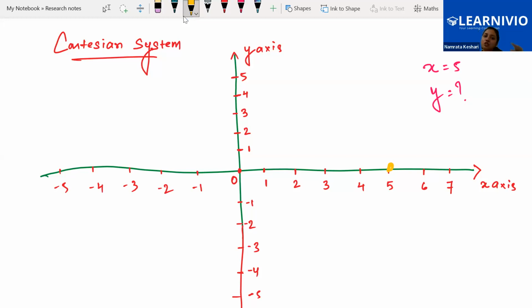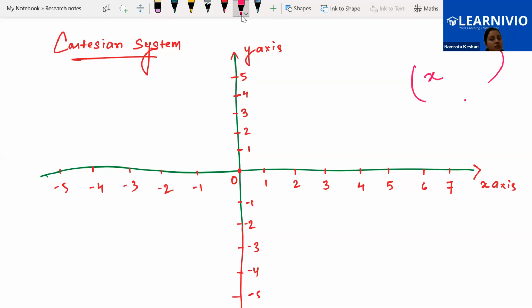However, this was very simple in the number line. When we had just one line, it was very simple to locate 5. But when we have a Cartesian system, only 5 will not work. We need to know what is x and what is y. So here we will have the address like this.